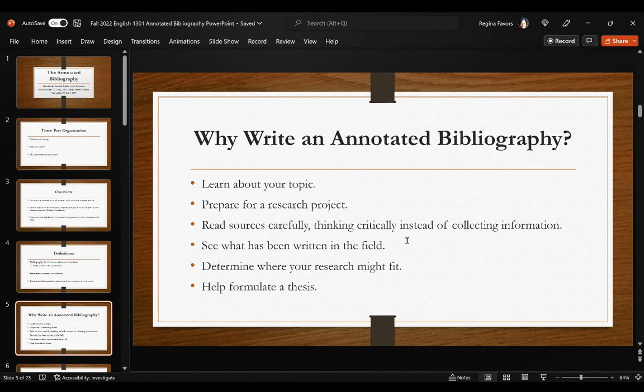So, why write an annotated bibliography? This allows you to learn about your topic. The topic is you in this regard. But if you were writing an annotated bibliography on, say, a literary or scholarly topic, it gives you this opportunity to learn about your topic. This also allows you to prepare for a research project. You should be in a mindset of 2 year planning, from when you leave the community college context to when you plan to enter the university context.